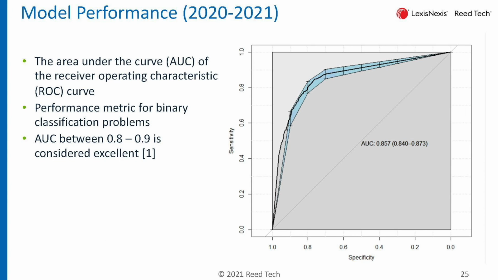We also measured the performance by calculating the area under the curve of the ROC curve. And our value of this metric is 0.857.